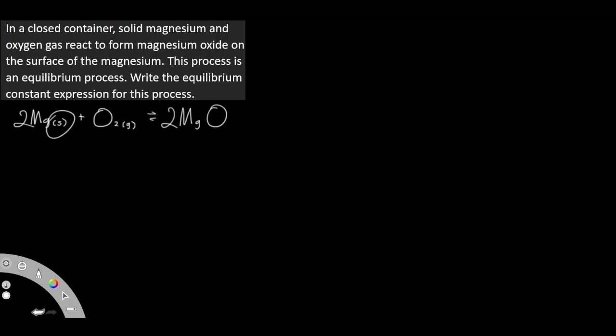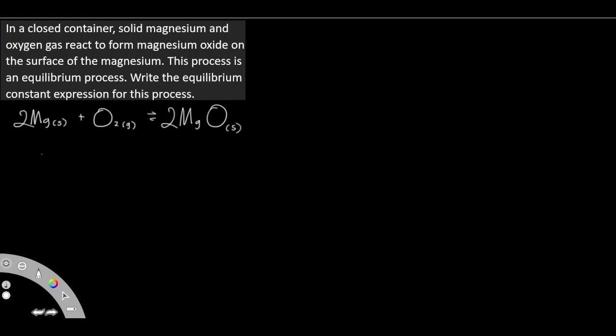Obviously this one is gaseous, sorry, solid, this one is gaseous, this here is obviously going to be solid as well. How do we know that? Obviously this here is a metal, it's going to be solid. This here is gaseous, so of course if you intertwine them together it's going to remain to be solid.